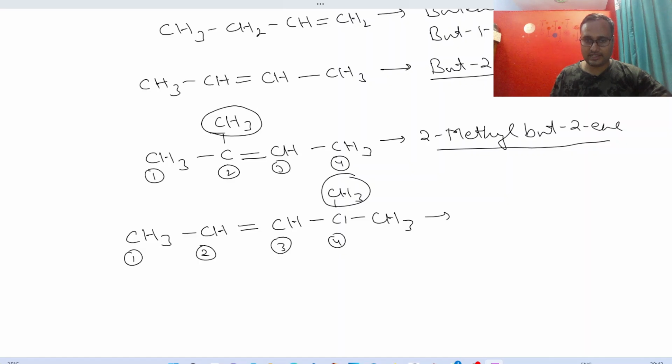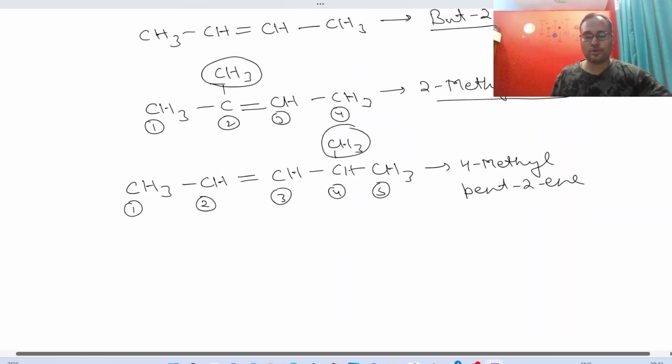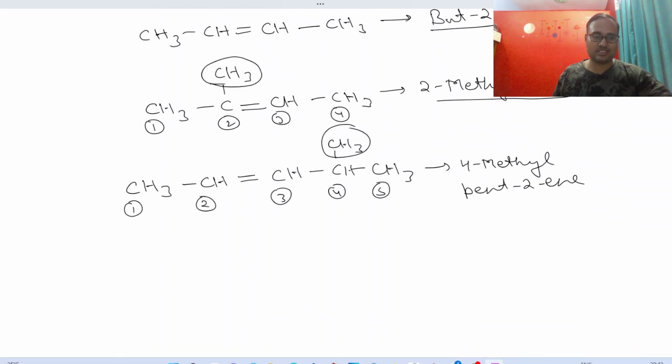So we'll write it as 4-methyl pent2ene. It becomes 4-methyl pent2ene. So I hope it will help you in the nomenclature of alkenes for class 10th.